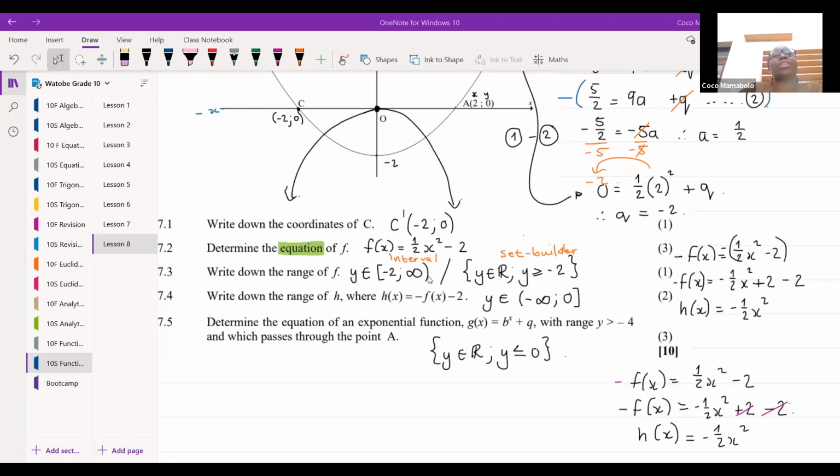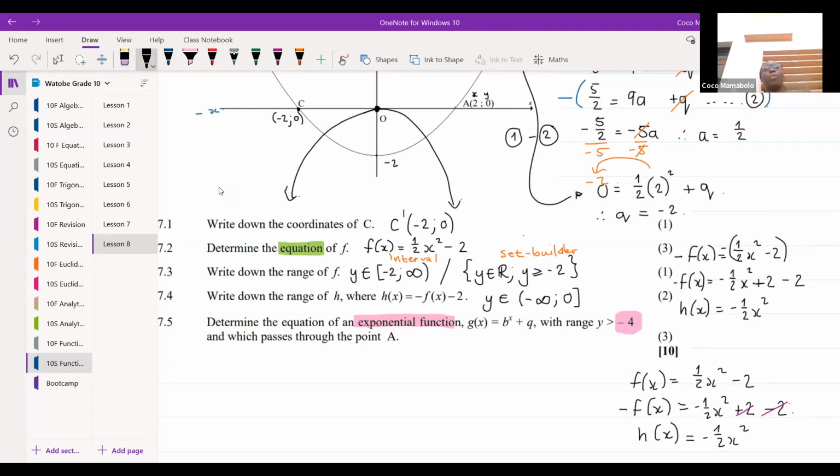All right, let's look at this last question over here. The question says, determine the equation of an exponential function g of x is equal to b to the power of x plus q with a range that needs to be greater than -4. What does this tell me about this value? If my range needs to be greater than -4, what do we know our exponential graph has, guys? What does our exponential graph have? Think about your exponential graph, guys.